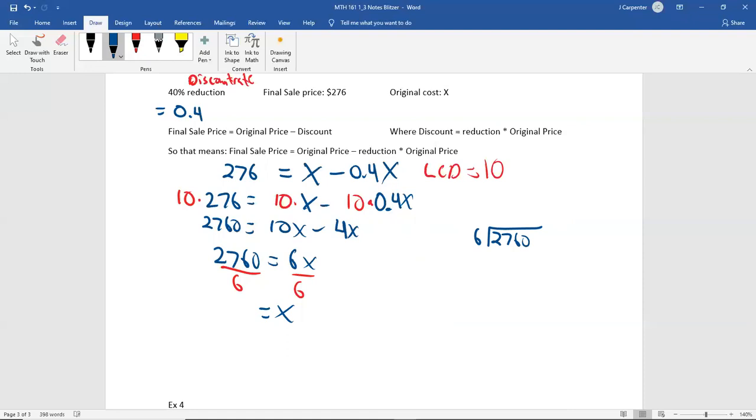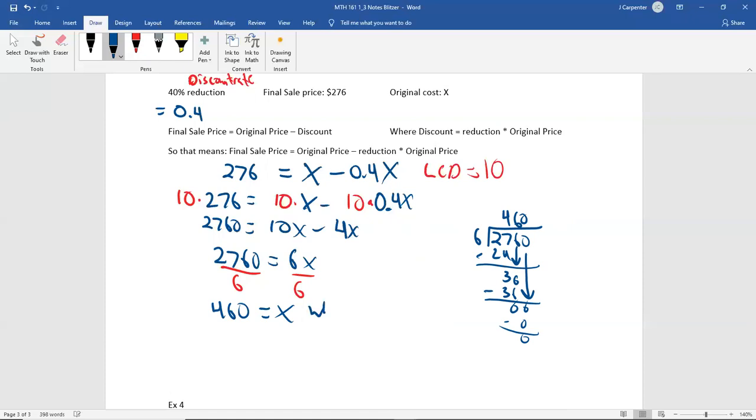6 can't go into 2, but it can go into 27 4 times. 4 times 6 is 24. Subtract, you get 3. Bring down the 6. 6 goes into 36 6 times. 6 times 6 is 36. Subtracts perfectly. When you bring down the 0, it's going to divide into 0. Subtract, 0 is 0, 0, 0. So 460 is our answer.